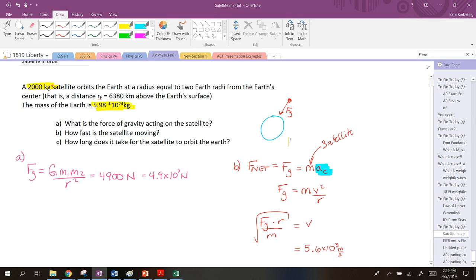Could you say also that the Earth experiences centrifugal motion because of the satellite, but the acceleration is so small because the mass is so big? So yeah, I'm going to do two pieces for that. Is that okay? So let's talk about that. That's a really good question.